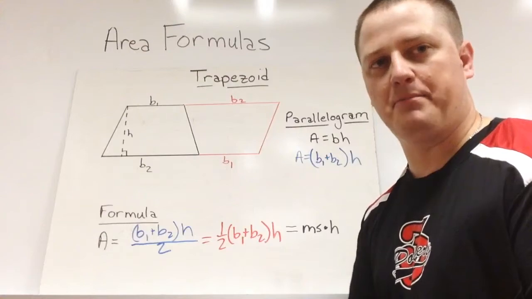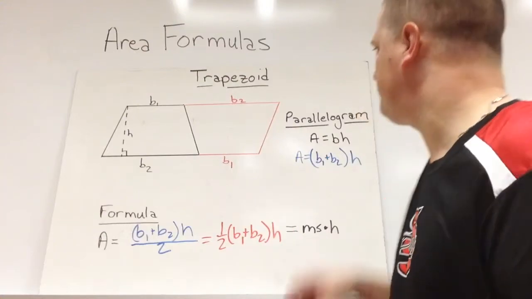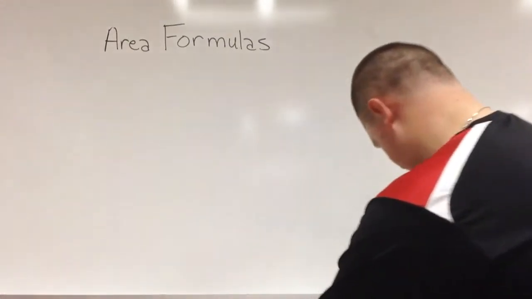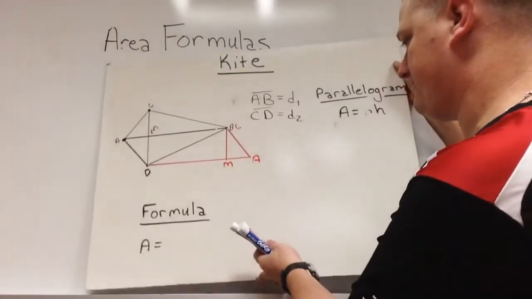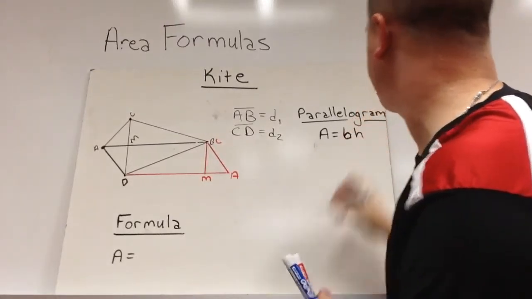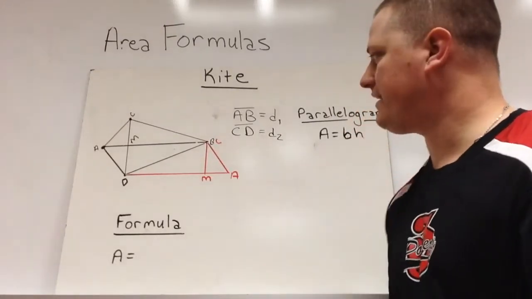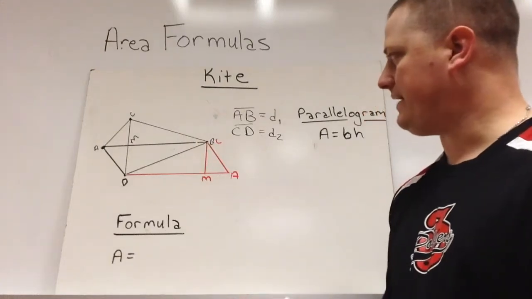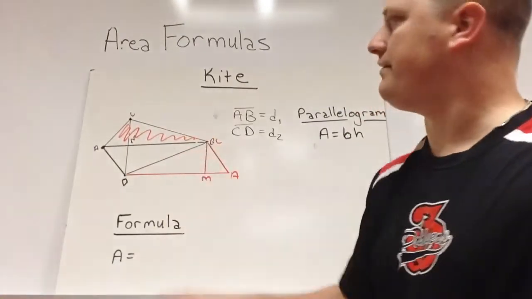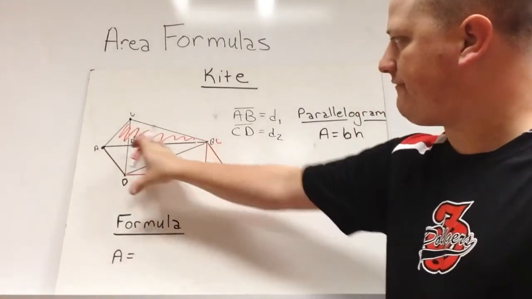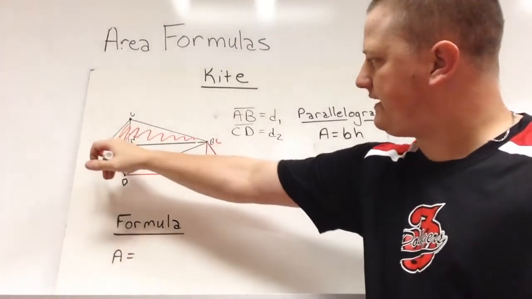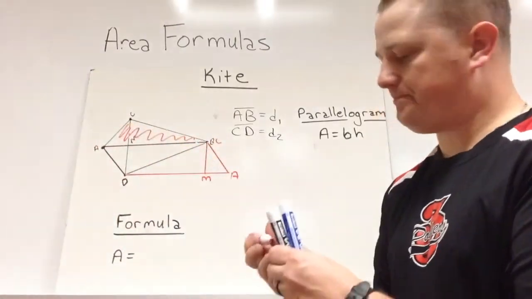Alright, the last example is our kite. Alright, so here I have a kite. And what I've done with this kite is I have actually taken half the kite, that part right there, and I have turned it and made it right here. And what that does is it creates a parallelogram there.